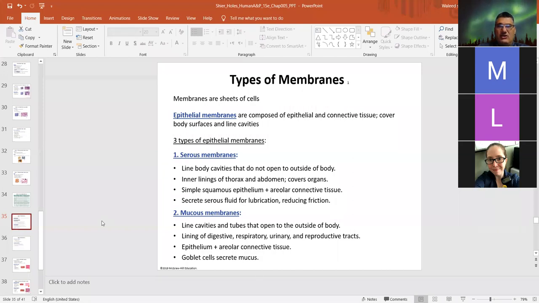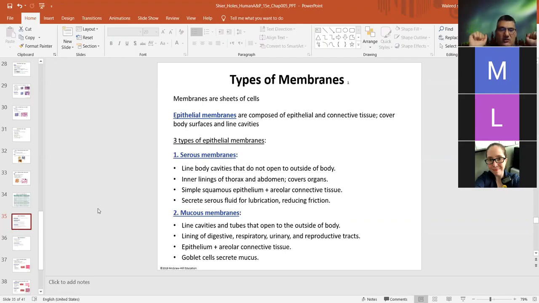Next is the types of membranes. A membrane in general is a sheet of cells, made of epithelial and connective tissue. Together we call it epithelial membrane. And we are going to name these membranes depending on two things. Number one, what kind of secretion are you secreting? Number two, since you are a membrane, like a sheet, what are you covering or lining?